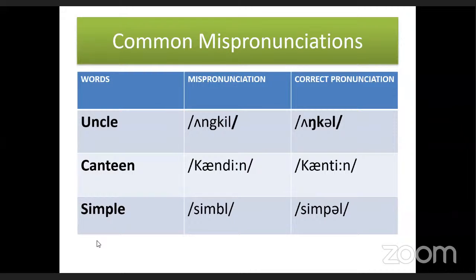Look at the next word, a very simple word. The word itself is, look at the spelling, it is simple. S-I-M-P-L-E. The letter P stands for the consonant sound P. So the pronunciation should be simple. But people tend to pronounce it as symbol.